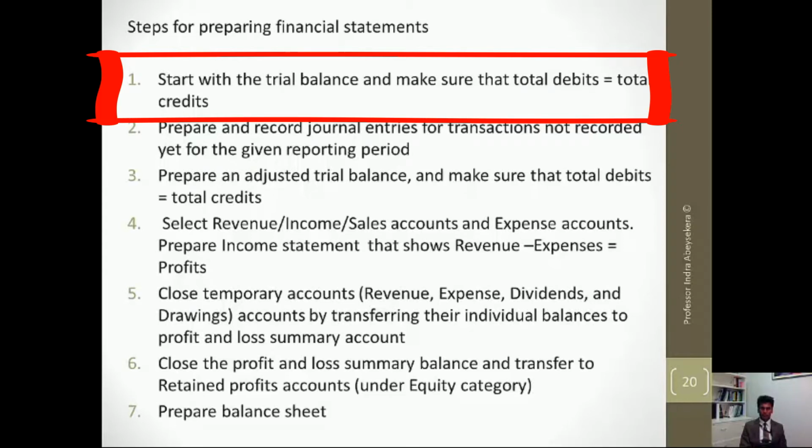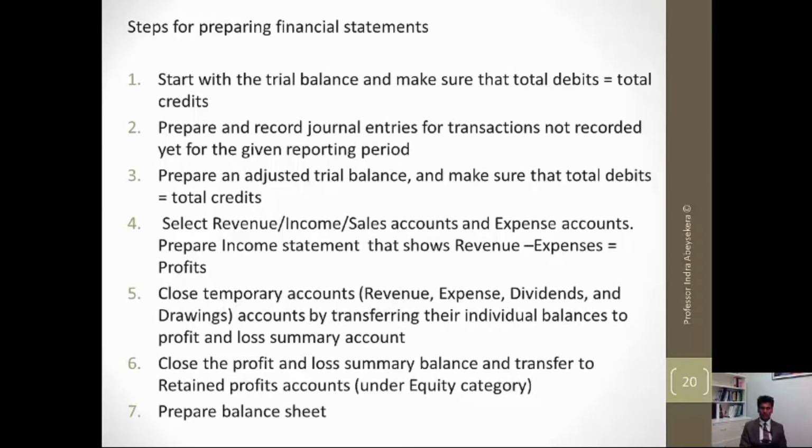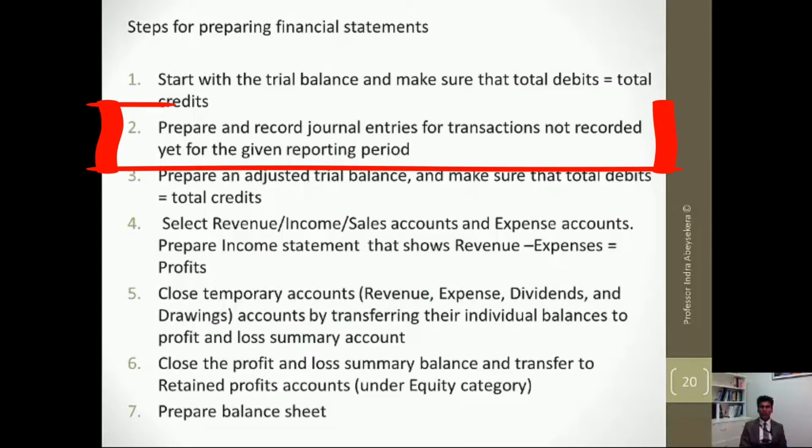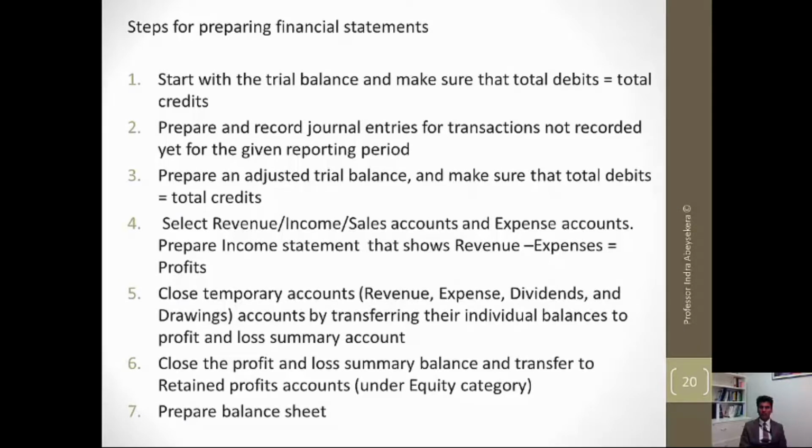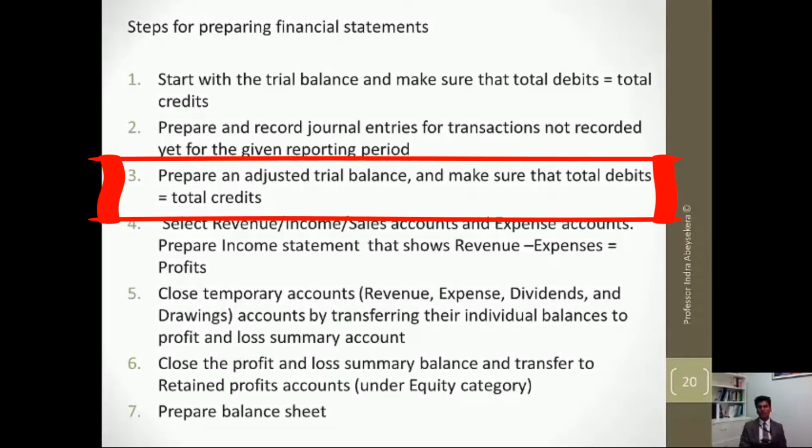Step 2. Prepare and record journal entries for transactions not yet entered for that reporting period. Third, prepare an adjusted trial balance after recording those journal entries and make sure total debits equal total credits.